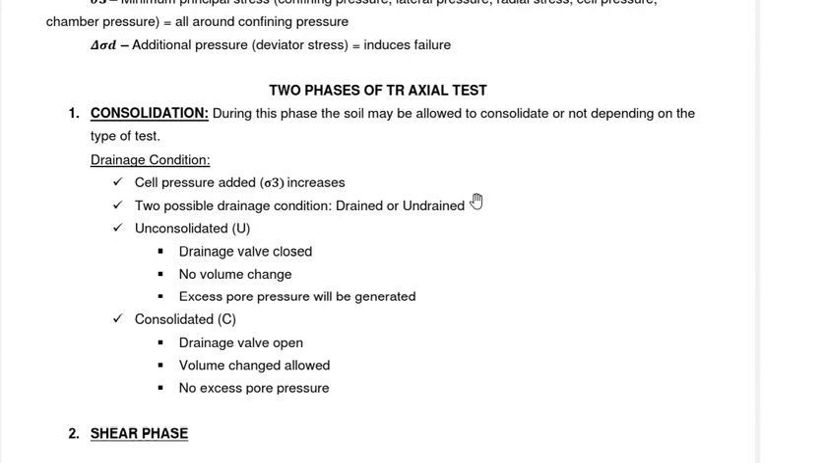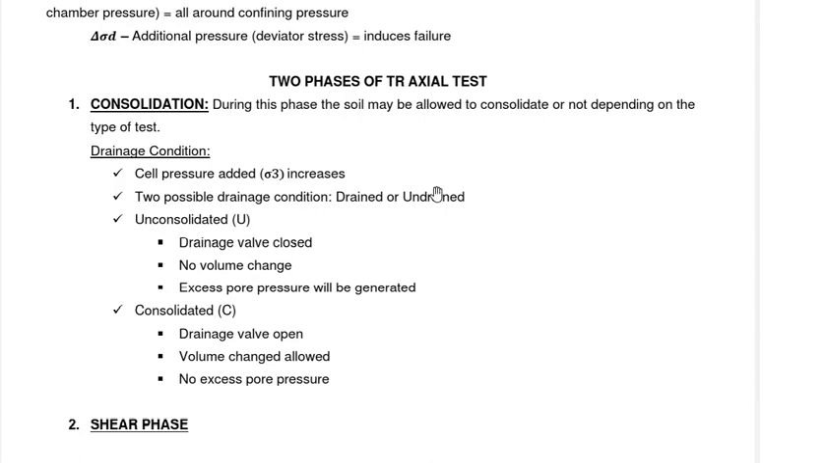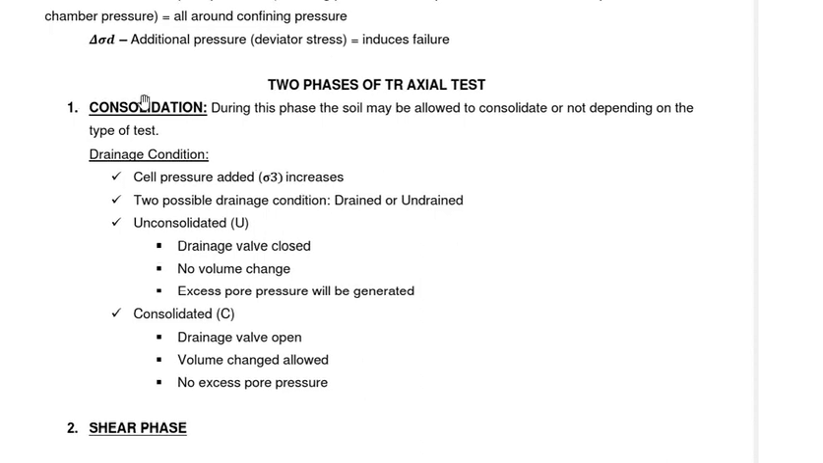So, this induces failure. So, there are two distinct phases of any triaxial test. Yung una, yung consolidation. Ito. And then, yung pangalawa, yung shear phase. So, ito yung two phases of triaxial test. Yung una, yung consolidation. So, during this phase, the cell pressure is increased.